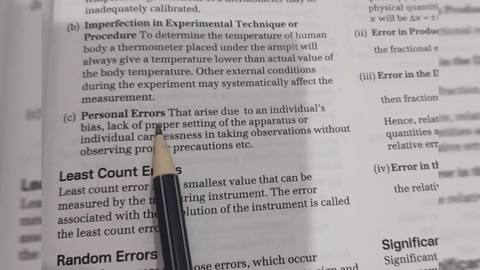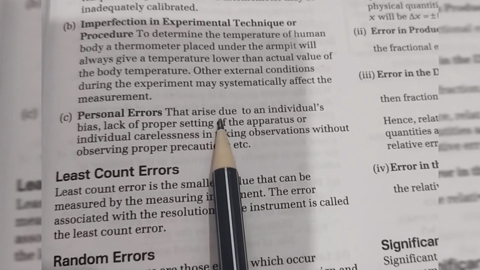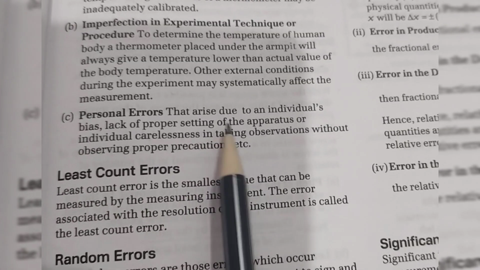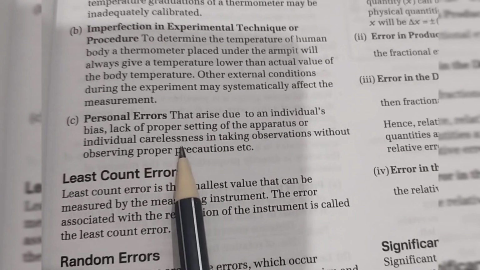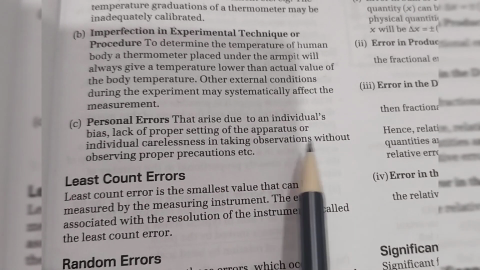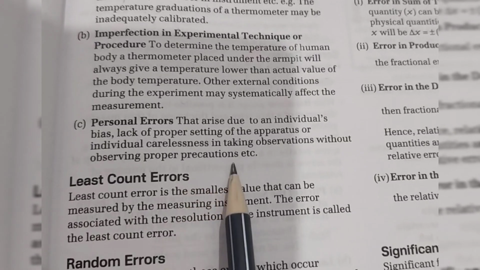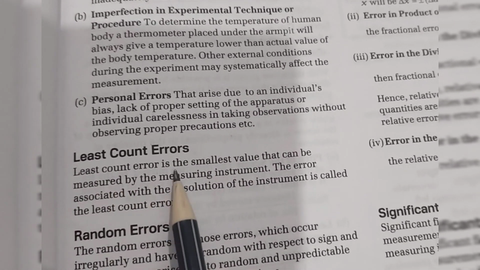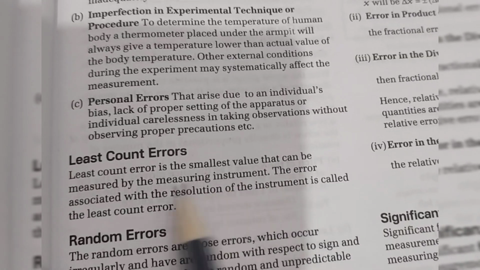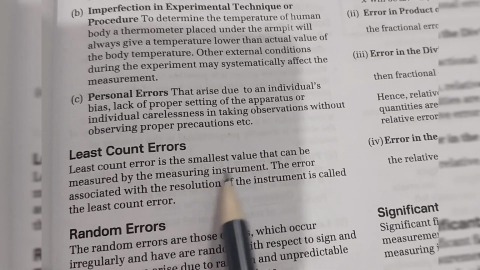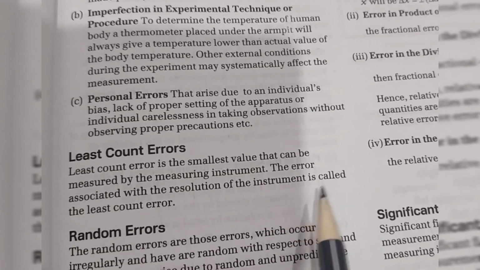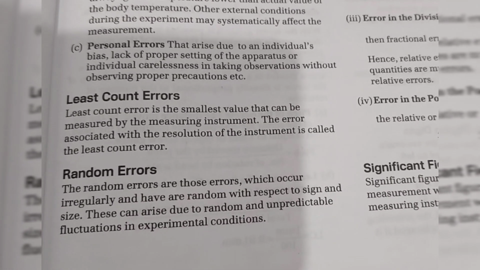Next is the personal errors. The personal error that arise due to an individual's bias, lack of proper setting of the apparatus, or individual carelessness in taking observations without observing proper precautions. Least count errors. Least count error is the smallest value that can be measured by the measuring instrument. The error associated with the resolution of the instrument is called the least count error.